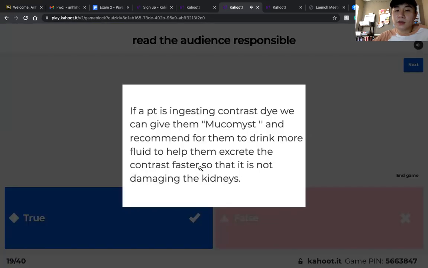Perfect. So I think this was one of the things that she mentioned in class before. So that's why we put it in here. Even if the patient has severe kidney dysfunction, we have to give them contrast dye in order to provide a diagnostic test. We can give them Mucomyst and then recommend them to drink more fluid to help excrete the contrast faster so that it's not as damaging.